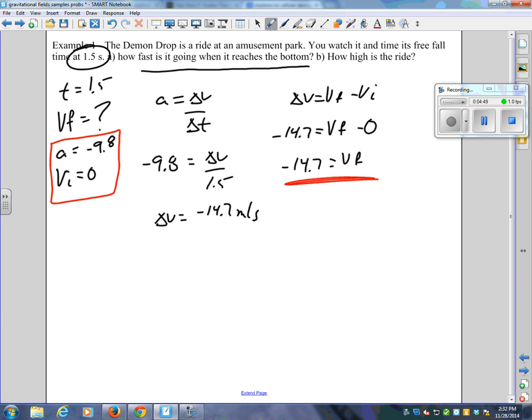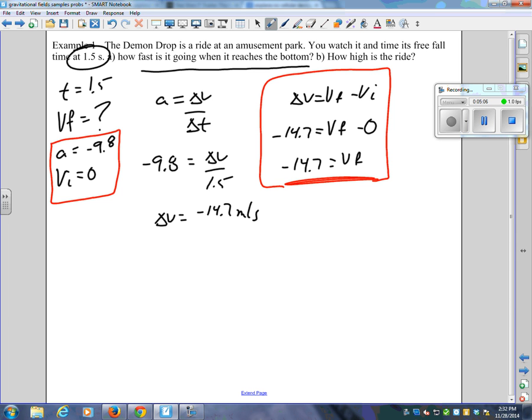For the sake of completeness, you would say the change of velocity is minus 14.7, and then delta V equals VF minus VI, and so on. You'd come up with this, right? Do you absolutely need to write down that step in a solution on a test?